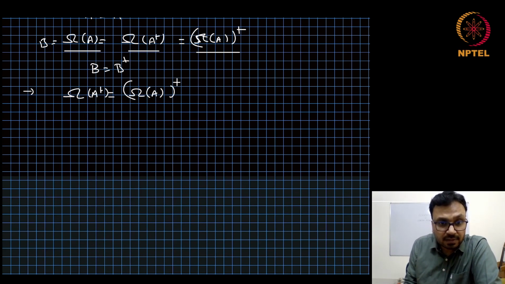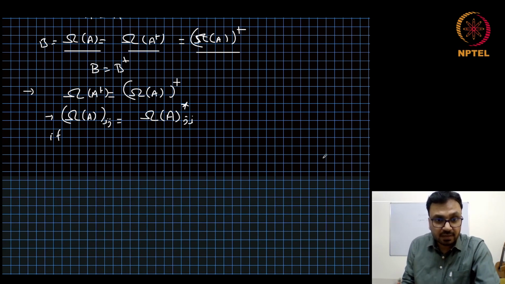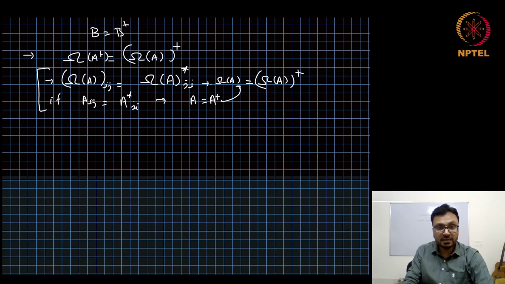And it means if we have omega of A, its ijth element is the same as omega of A star's jith element. If A_ij is equal to A star_ji, this is the condition that A equals A dagger. And we are saying this implies that omega of A equals omega of A dagger. Now let us see omega of A_ij. Like we said earlier, it will be M_ij,KL A_KL, sum over KL.